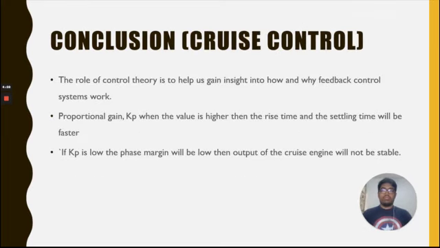For the cruise control conclusions, the role of control theory is to help us gain insight into why and how the feedback control system works with various designs and analytical issues. As the project goes on, when the proportional gain Kp value is higher, the rise time and the settling time will be faster. If the Kp is low, the gain margin will also be low, and then the output of the cruise engine will not be stable. That's all from us.